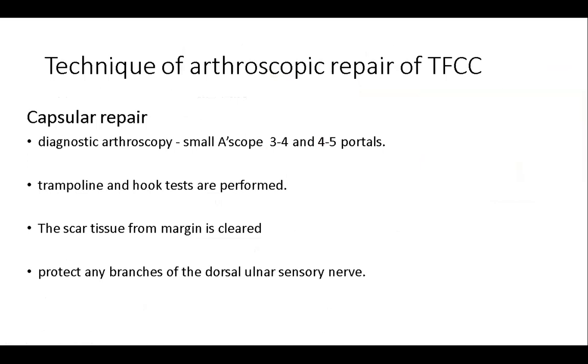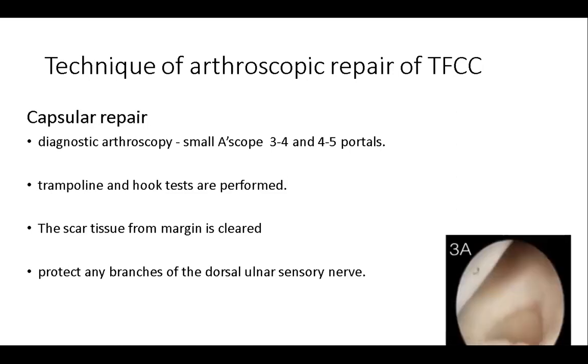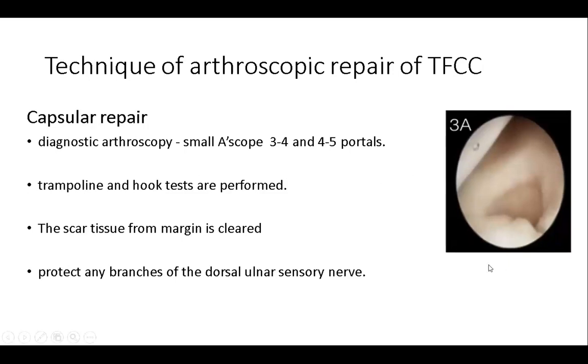The technique of arthroscopic repair is termed capsular repair. Initially, diagnostic arthroscopy is done with a small 30 degree arthroscope through the standard 3-4 and 4-5 portals. Trampoline and hook tests are performed. Scar tissue from the margin is cleared. It is important to protect the dorsal sensory branch of the ulnar nerve. The scar tissue and the frayed margins are debrided.